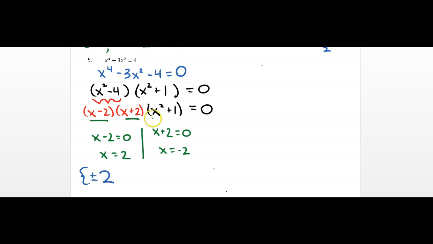And then finally, if we set x squared plus 1 equal to 0, that means that x squared would be equal to negative 1. If I take the square root of both sides, I get x equals plus or minus i. So my final two solutions to this would be plus or minus i. Okay, so it's a lot of factoring, it's a little bit of quadratic formula, and a little bit of remembering what we did with imaginaries.